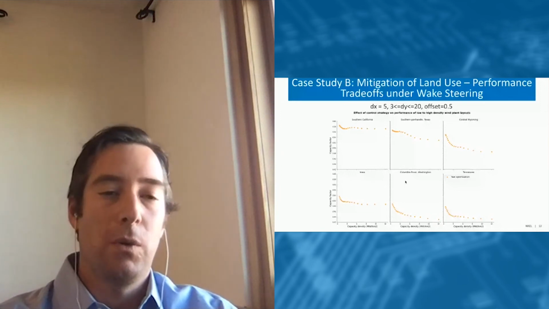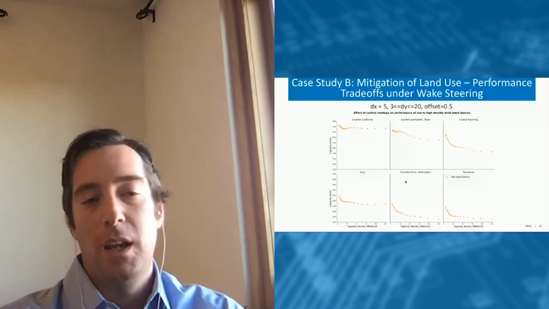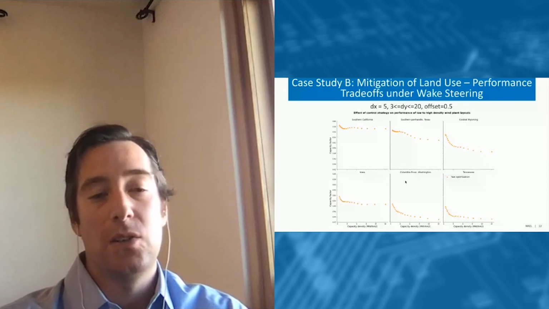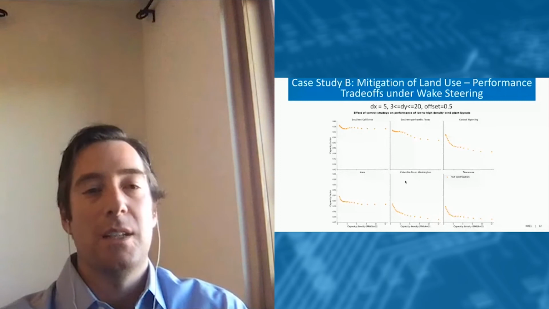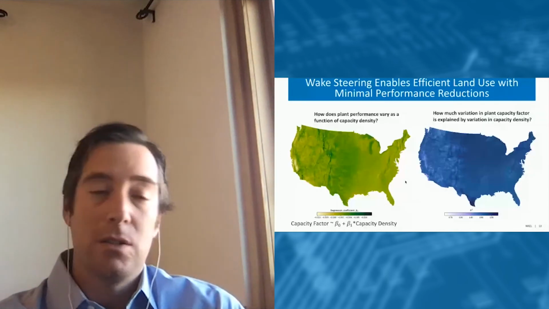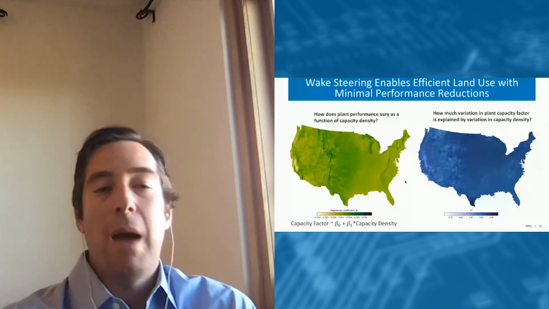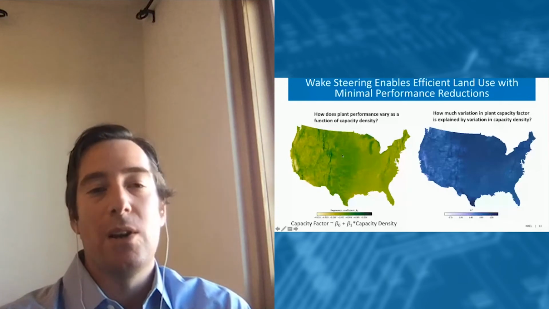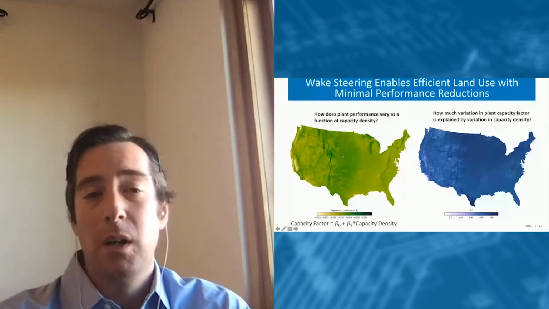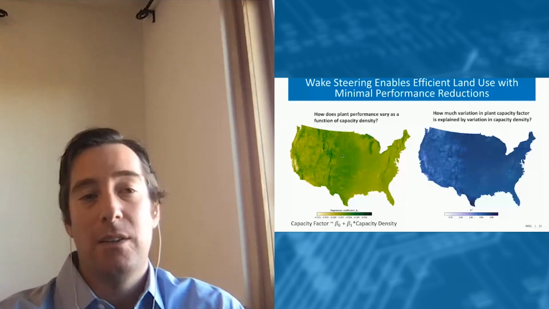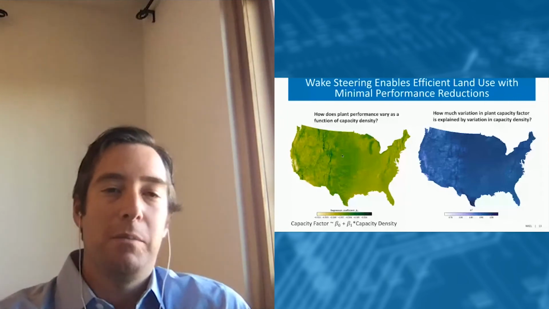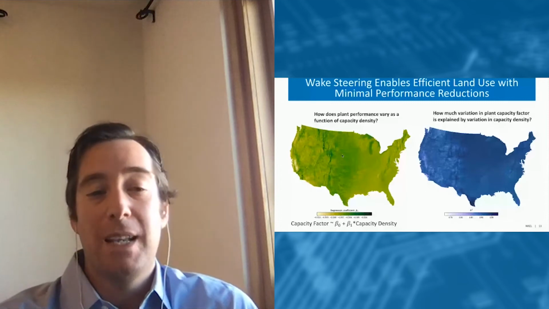And so if we want to quantify this trade-off in terms of looking at the slope of the relationship between capacity density and capacity factor, surrogate models give us an opportunity to do that. So on the left-hand side, we have a map that essentially shows that regression coefficient. So this is the slope of the relationship between capacity density and capacity factor. It shows us how plant performance varies as a function of capacity density.